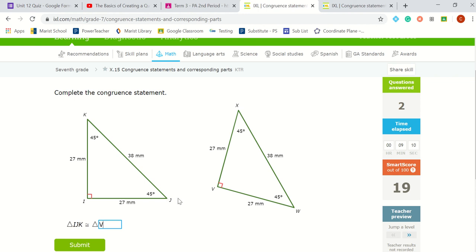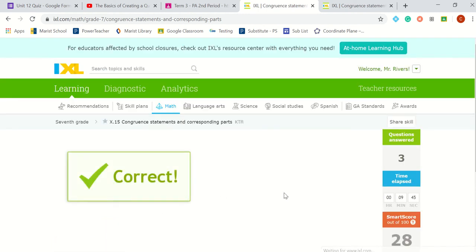J is the 45-degree angle. All right. Now, doesn't matter which one you go to because W and X are both 45 degrees. Either one would work. There's actually two correct answers to this. So we're going to go from V to W, I guess. And then finally, K is 45 degrees and X is 45 degrees, so X there. You could have also said V, X, W. V, X, W would have also worked there, but the V would have to be first because V and I are corresponding and congruent here.